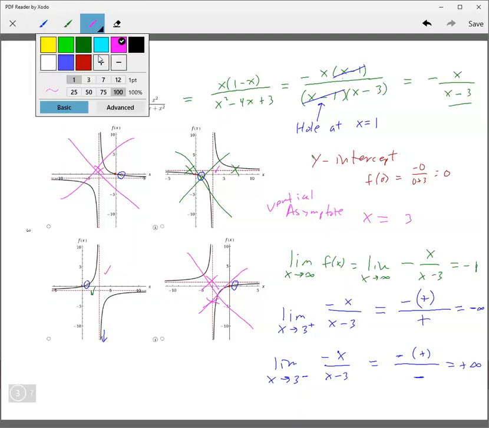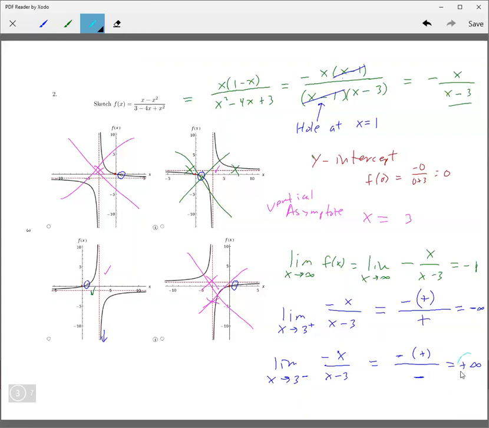Let me get a different color here. Let's try that one. So that's going to positive infinity. That means you're going up like that. So at any rate, this is going to be the graph right here. But I think with all that information I just gave you, you can kind of tell what happened. You could probably come up with this on your own.